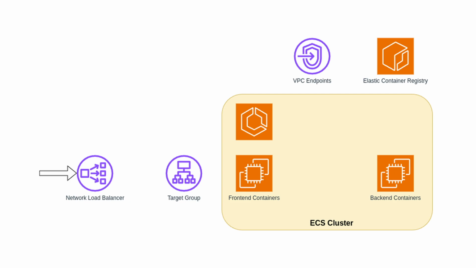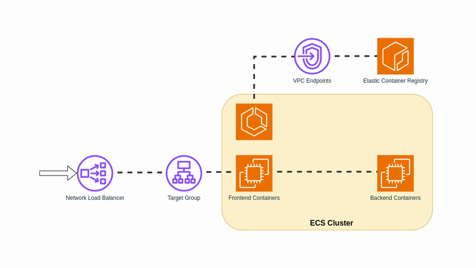Users visit the domain published via load balancer. The load balancer balances traffic to targets. These targets represent front-end containers. Front-end makes requests to the backend server to fetch the information. Images for containers are stored in the ECR private repository. I am using VPC endpoints to connect to the repository.